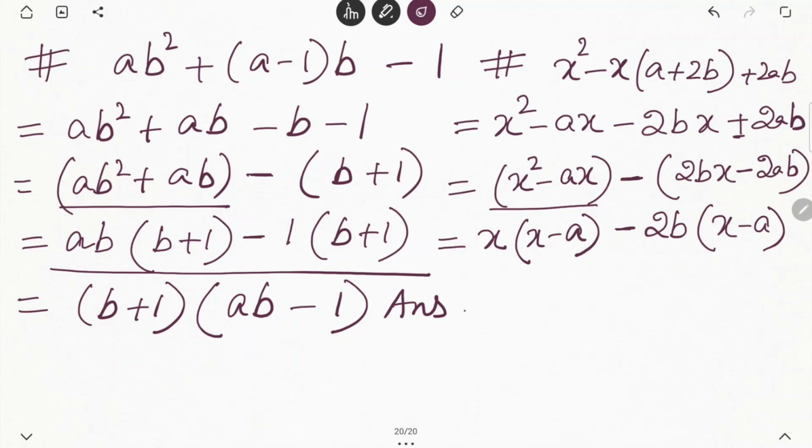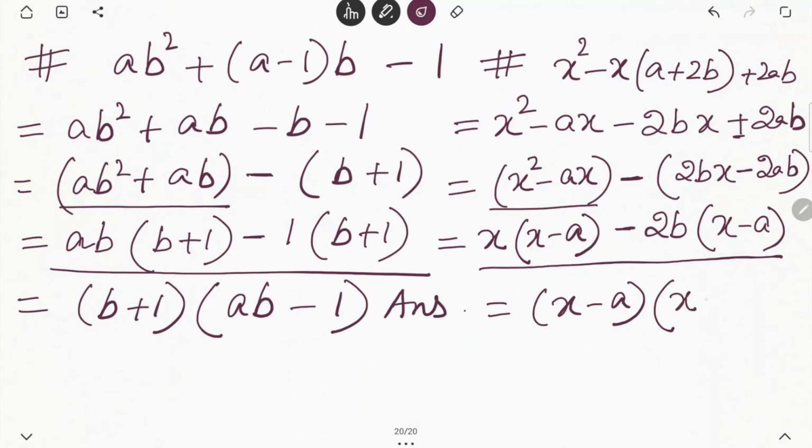Okay. So what I do is, now I'll observe the whole expression. So from the whole expression, which is the common term, x minus a is common. So now what is left from the first term? x is left out. From the second term, 2b is left out. So this will be the final answer.